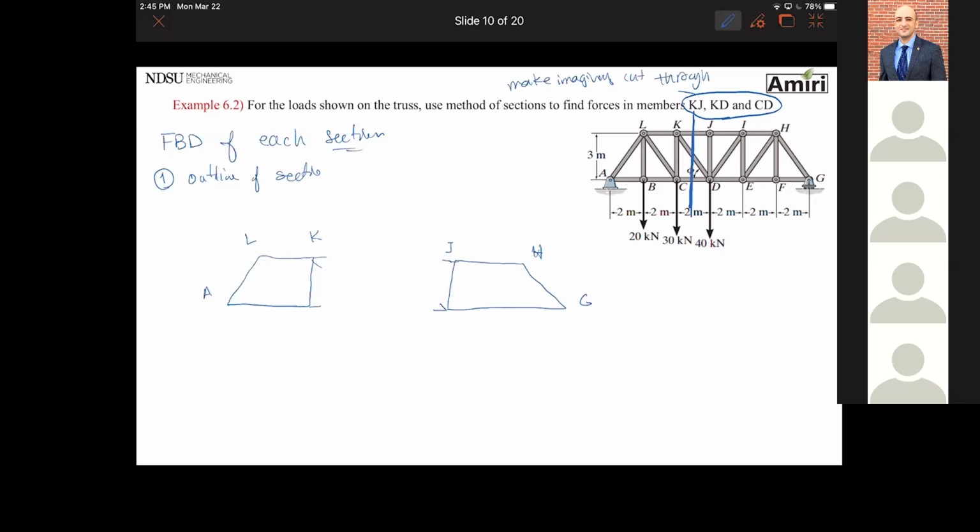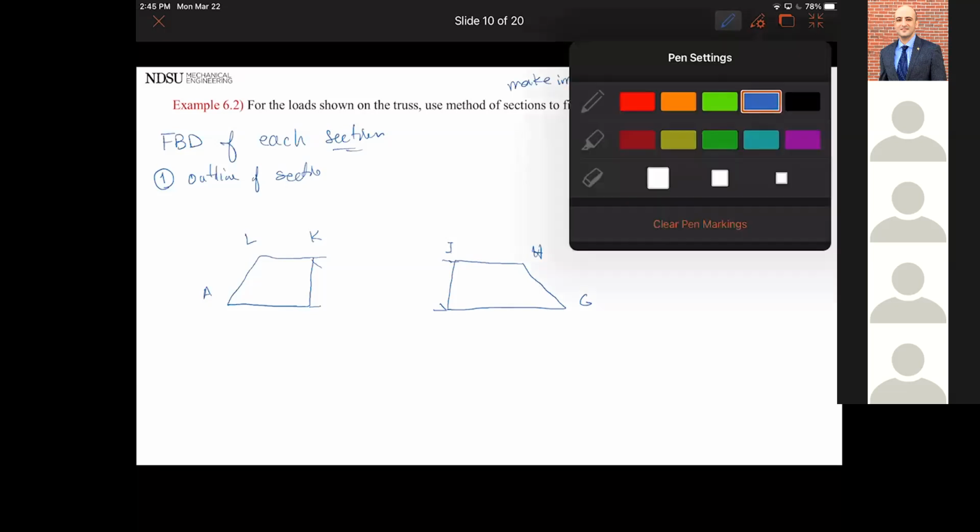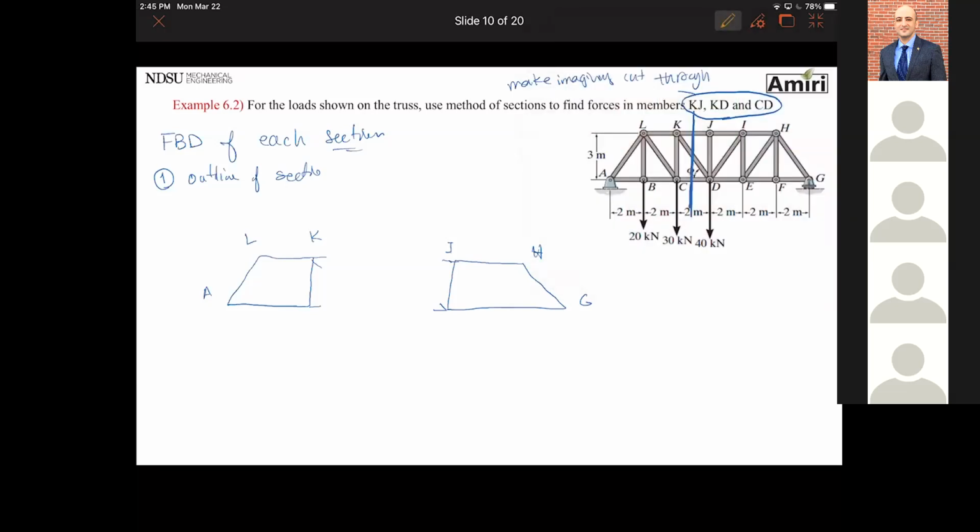Step 2 is put active forces on there. Active forces, what I see is one is at B, 20 kilonewtons. There's one at C, 20 kilonewtons. I don't see anything else. There's one here at D, 40 kilonewtons. Okay. The force at C is 30 kilonewtons. 30, oh yes, 30, thank you. 30 kilonewtons. Okay.